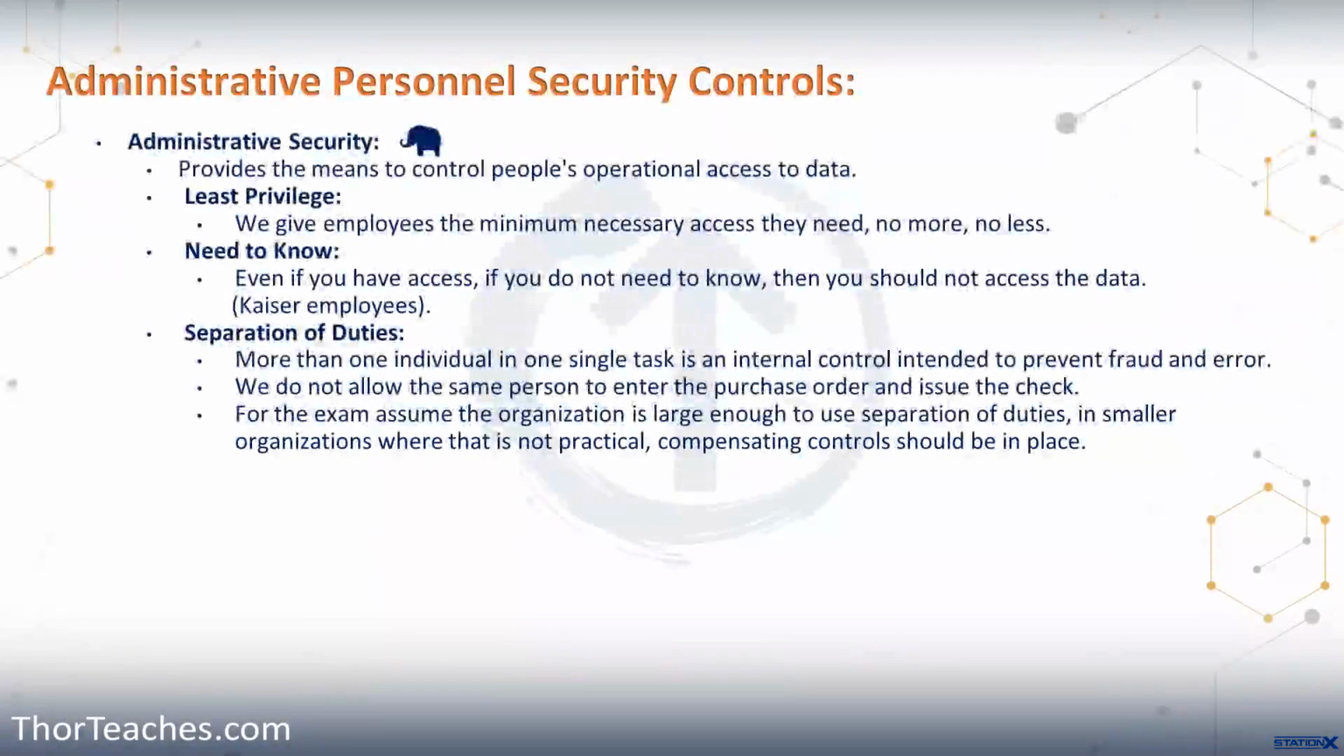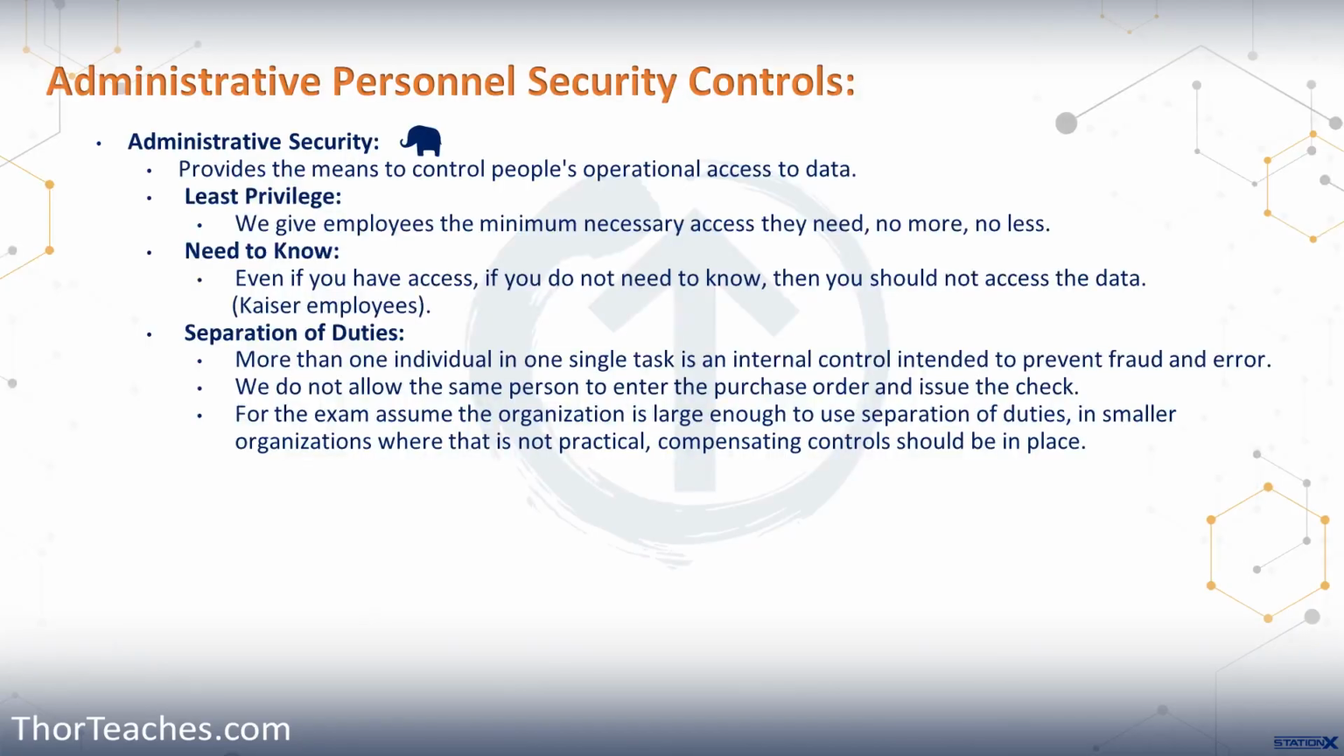In this lecture, we're going to talk about administrative personnel security controls. We have talked about the three types of controls: administrative, technical, and physical. Now, let's look more at the administrative ones, or directive controls. This is where we have our policies, our procedures, the regulations we need to adhere to in our industry, and we use training to raise our employees' awareness.